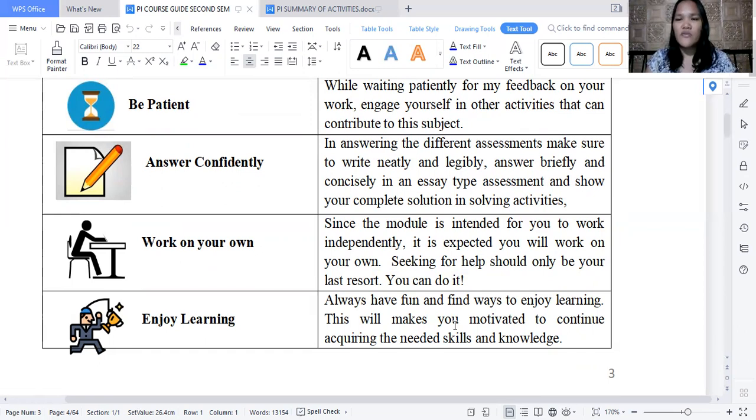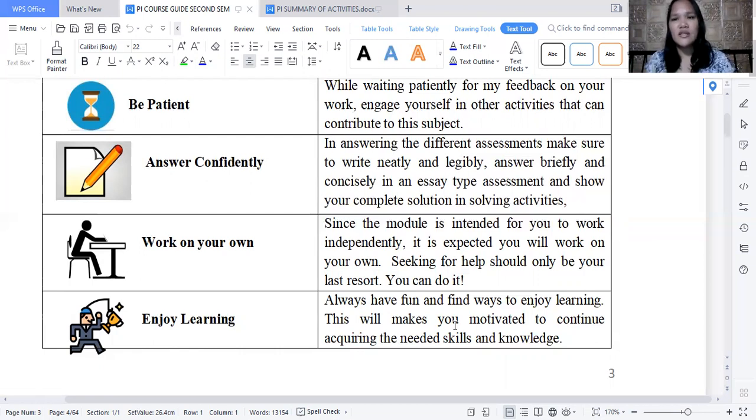But if you do not understand, you can seek assistance or help, but do not let them do your assignment. It's just a matter of seeking more explanation that would be acceptable, but never for them to write your assignment.